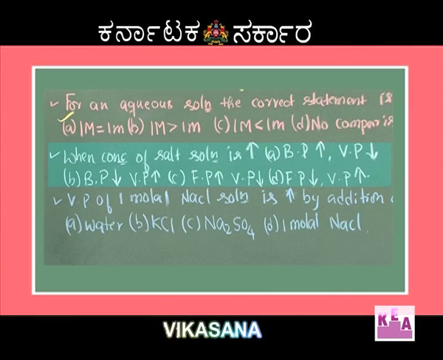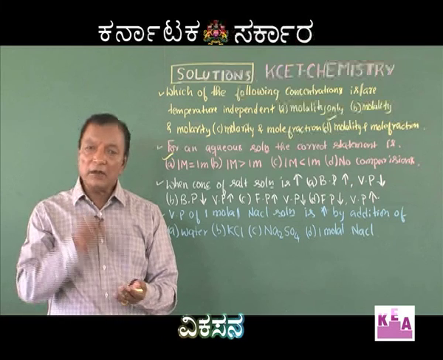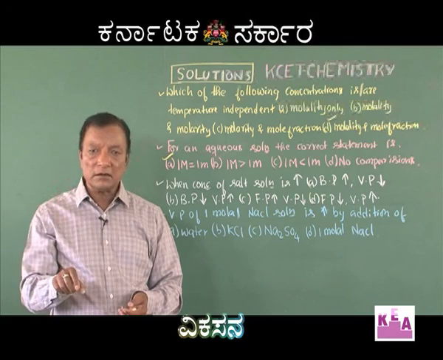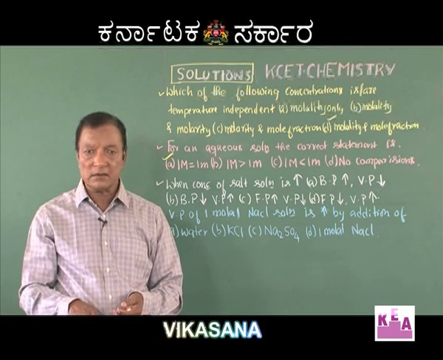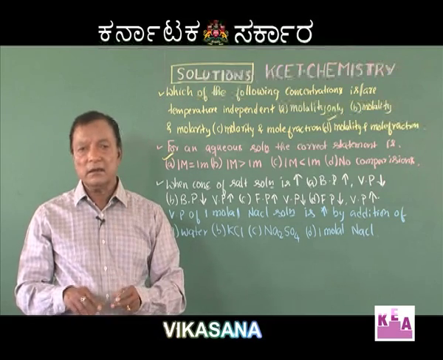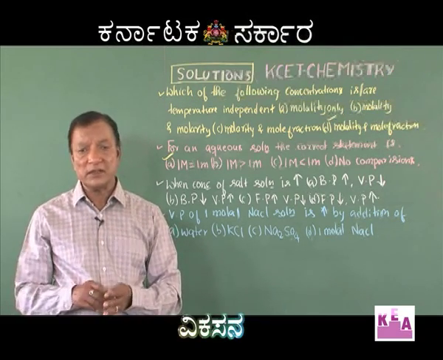In the next question, when concentration of salt solution is increased, number 1, boiling point increases, vapor pressure decreases. Number 2, boiling point decreases, vapor pressure increases. Number 3, freezing point increases and vapor pressure decreases. And the 4th, other way, freezing point decreases and vapor pressure increases. Now look, what is the effect of dissolving this salt in a solvent, or what we see in the boiling points and vapor pressures of this solvent.